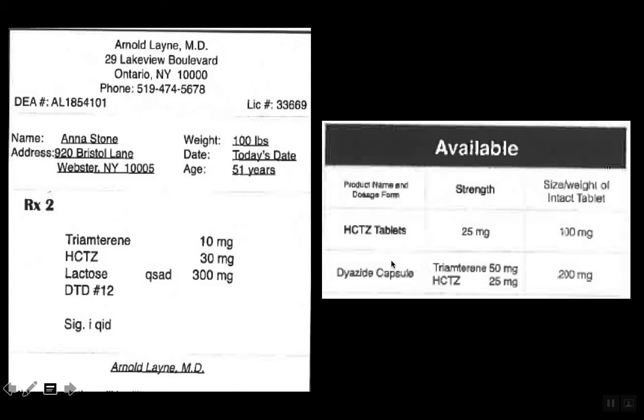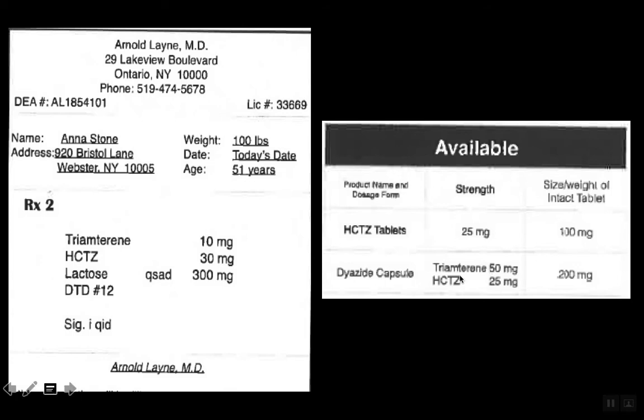Notice if it's a capsule, you just open the capsule and pour it into the mortar, and just triturate it to make sure it's fine powder. If it's a tablet, you have to crush it, obviously. So your only source of triamterene is this. Okay, so you want to do that first, because that's your only source.